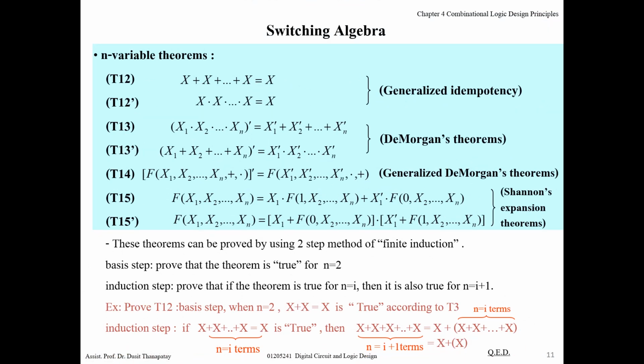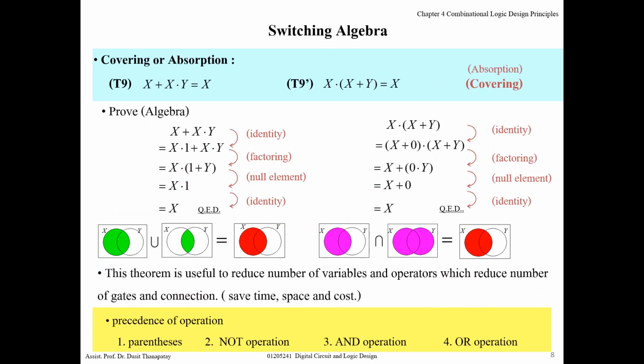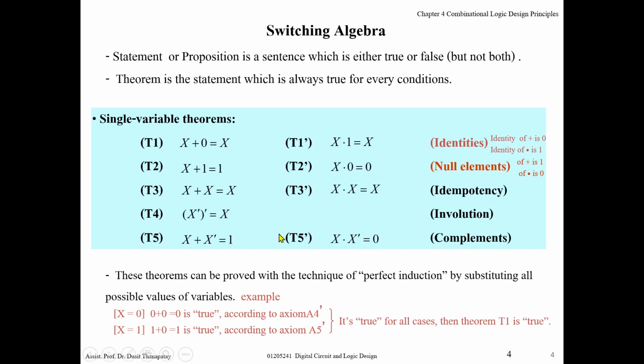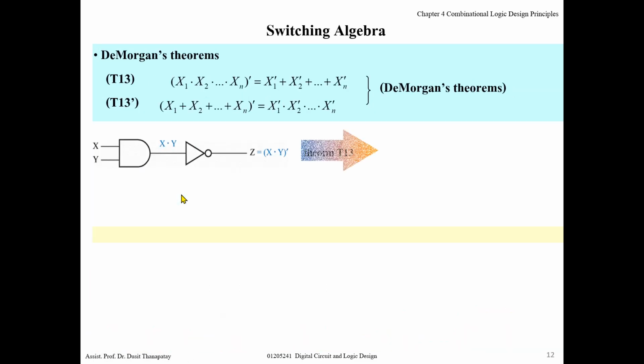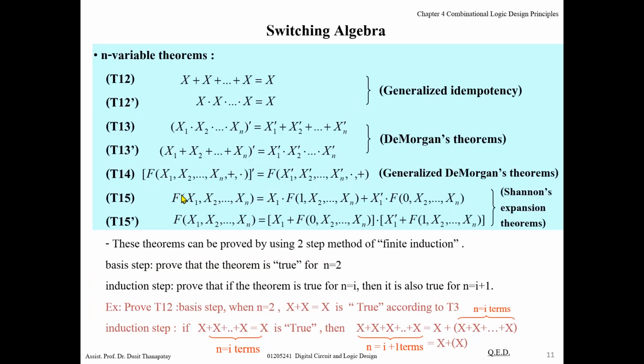Now, for example, I want to prove this one. How to prove this? Based on the theorem, x plus x is x. This one is correct, right? Based on theorem number 3, x plus x is x. But there are only two variables of x, right? So for 3, 4, 5 variables, till now there is no theorem to support, so you must prove it.